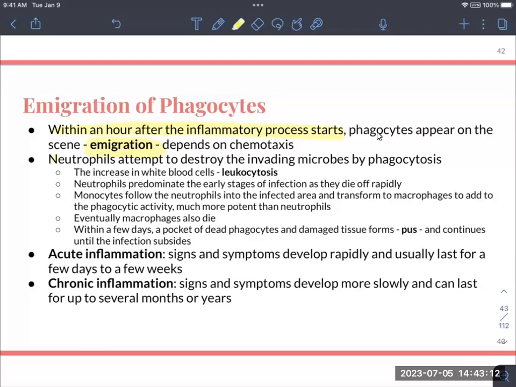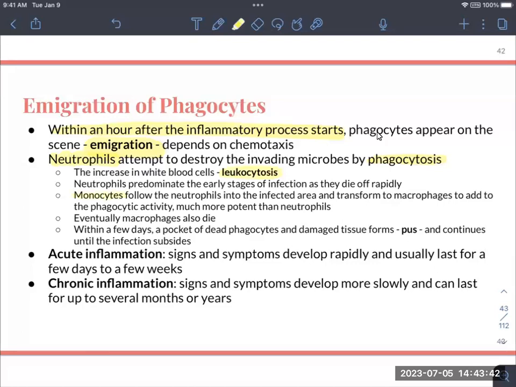Those neutrophils are going to attempt to destroy the microbes through that phagocytosis. They come in and engulf. They try to break things down. Lots of neutrophils coming into that area causes leukocytosis. Neutrophils are usually the first ones into the area, but they die off pretty quickly.